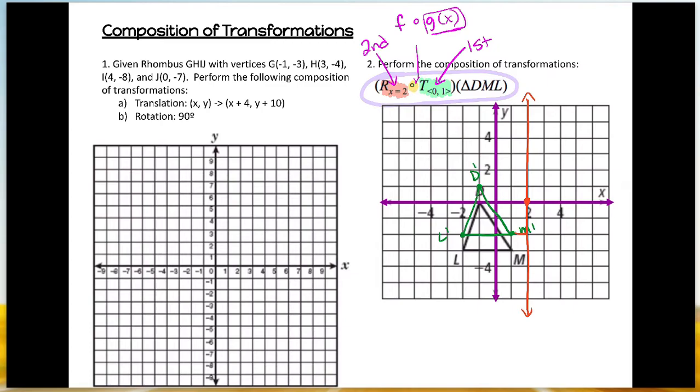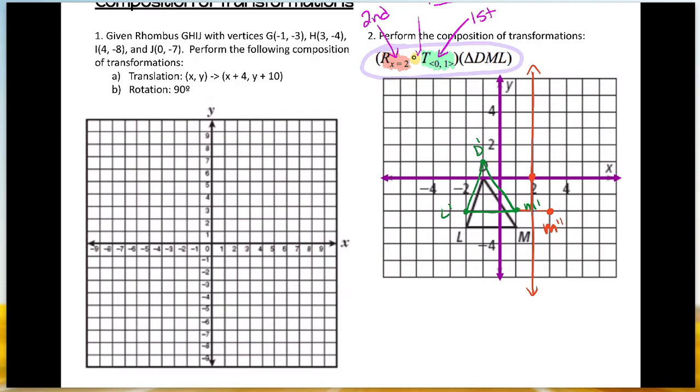M prime was 1 to the left, so 1 to the right is where you'll put M double prime. L prime is 1, 2, 3, 4 to the left, so 1, 2, 3, 4 to the right. There is L double prime. And then D prime is 1, 2, 3 to the left, so 1, 2, 3 to the right is D double prime. And there is our resulting figure after the composition of transformations.